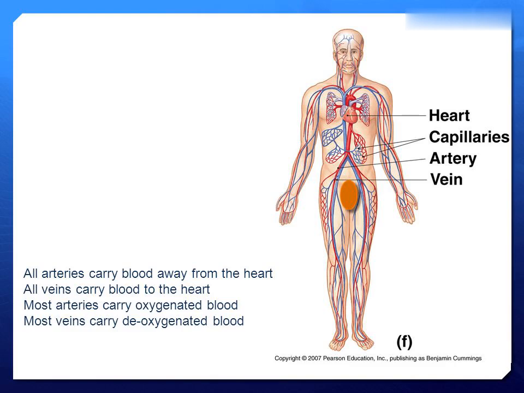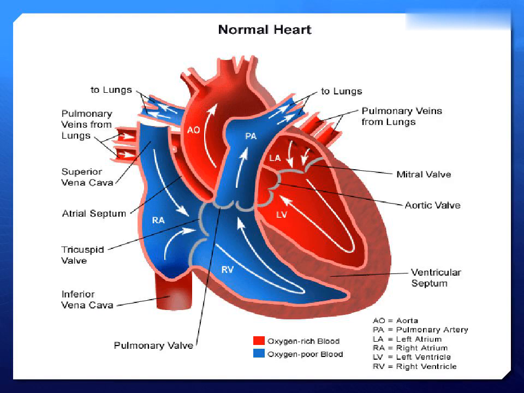All arteries carry blood away from the heart. All veins carry blood to the heart. Most arteries carry oxygenated blood. Most veins carry deoxygenated blood. The pulmonary veins carry oxygenated blood to the heart. The pulmonary artery carries deoxygenated blood away from the heart.